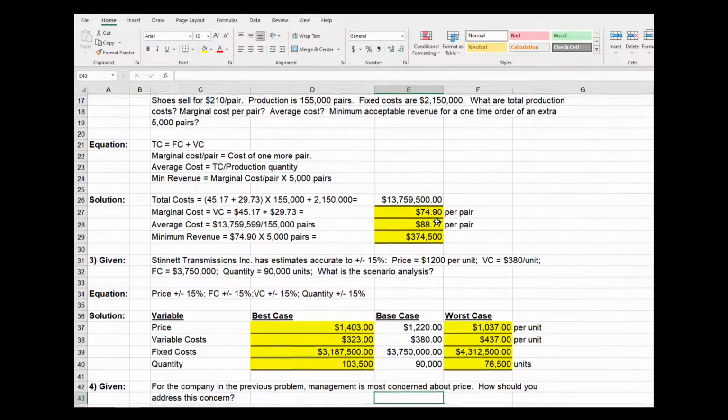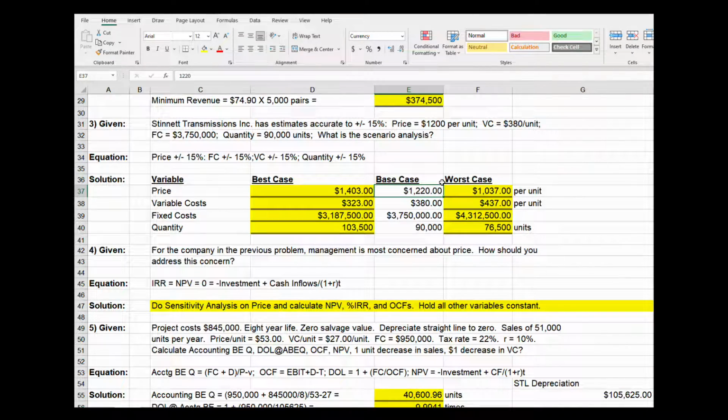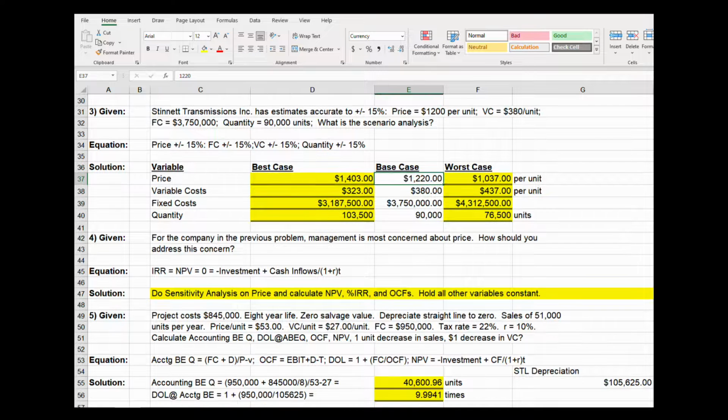Stinnett Transmission says their estimates are accurate to plus or minus 15%, and they have a price per unit in the base case of $1,200 per unit, a variable cost of $380 per unit, a fixed cost of $3.75 million, and quantity of 90,000. Do the scenario analysis. So that is the base case. Now do the best case and the worst case at plus or minus 15%.